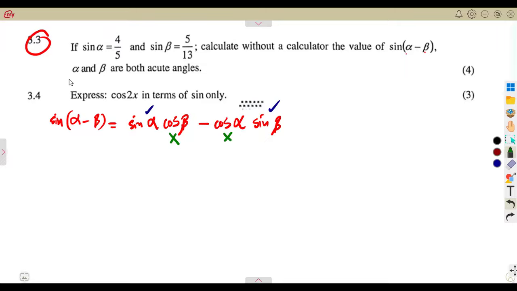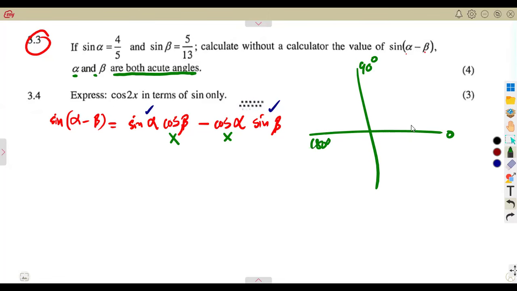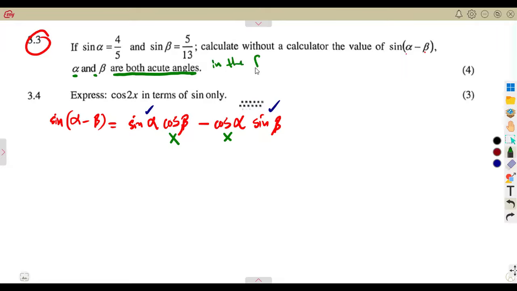So that's why we are told here that alpha and beta are both acute angles. As we understand our quadrants, this is 0, this is 90 degrees, this is 180. An acute angle is an angle in between 0 and 90 degrees. So they are simply telling you that alpha and beta are both in the first quadrant. They can also give it like that, in the first quadrant.